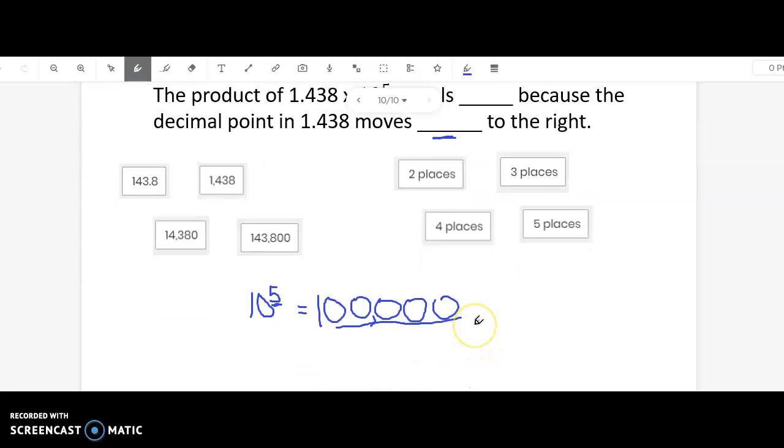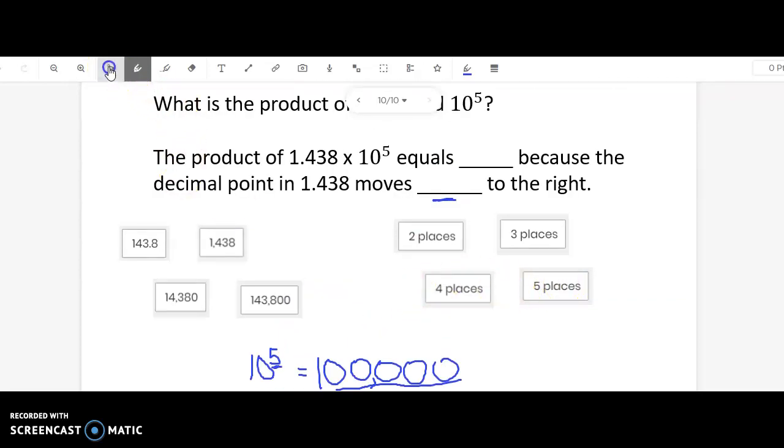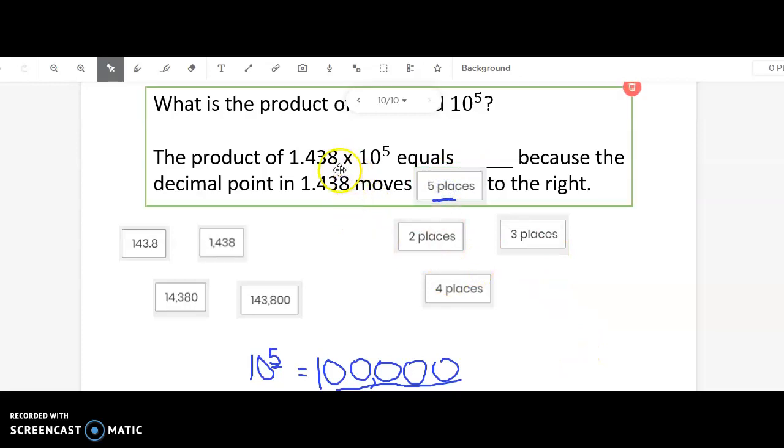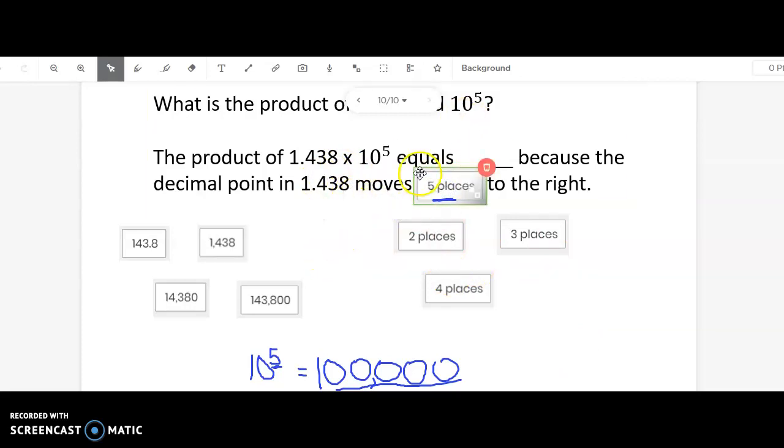Now, we've learned that when we multiply a number, if it's a whole number or if it's a decimal, we want to move our decimal point to the right however many zeros there are, or whatever the power is. So in this case, it's 5. So up here, I'm going to say I need to move 5 places to the right. Okay, now I need to find the actual product.